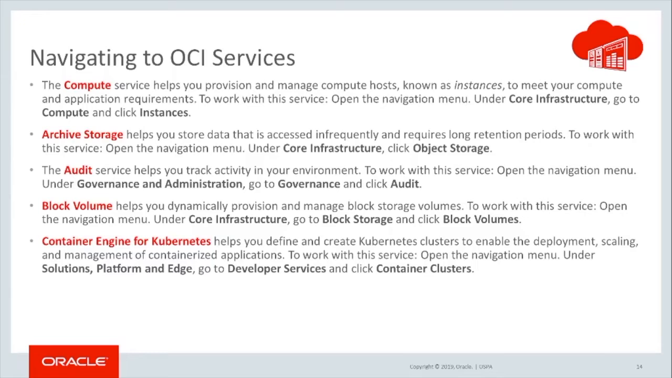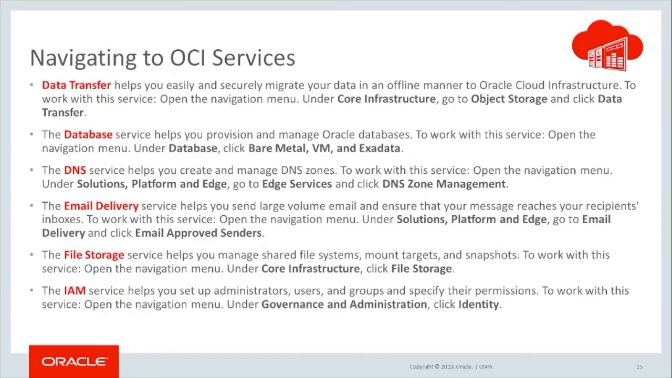And Container Engine for Kubernetes, which allows you to define and create Kubernetes clusters to enable the deployment, scaling, and management of containerized applications. Data Transfer helps you easily and securely migrate your data in an offline manner to Oracle Cloud Infrastructure. Database, which helps you provision and manage Oracle databases. DNS, which helps you create and manage your DNS zones. Email Delivery, to help you send large volume email and ensure that your messages reach your recipients' inboxes. File Storage helps you manage shared file systems, mount targets and snapshots. And IAM, which helps you set administrators, users, and groups and specify their permissions.